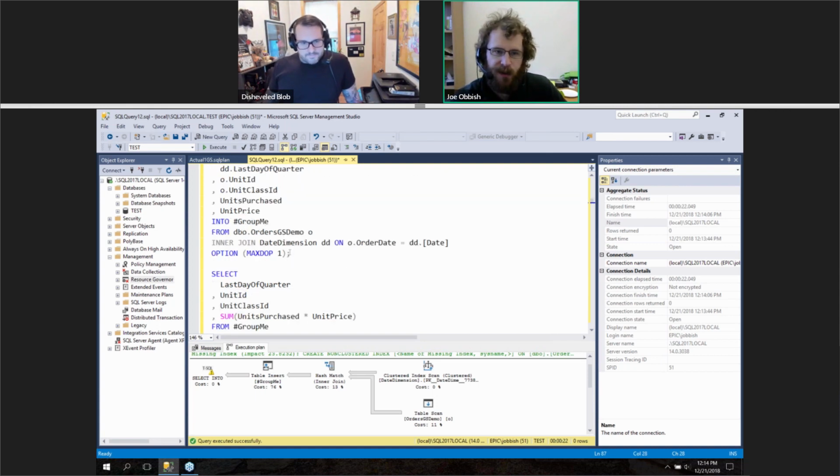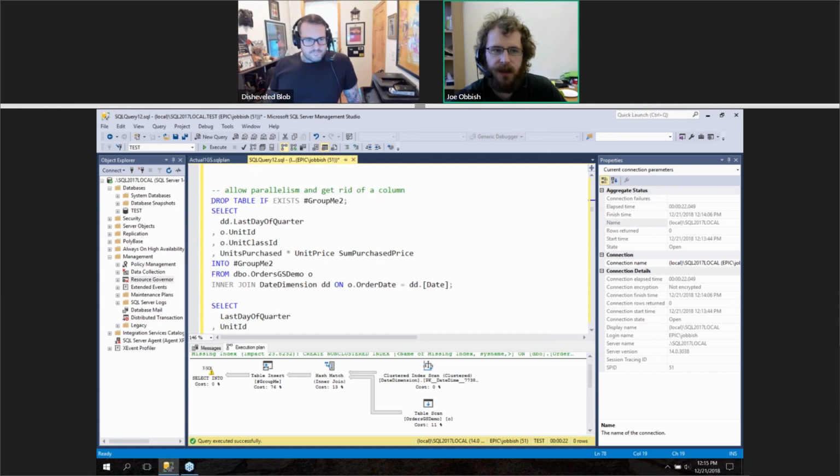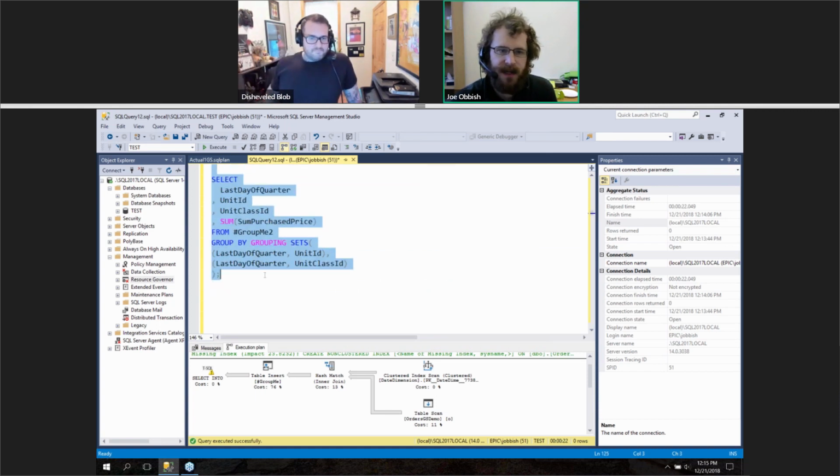Now, there's really no reason to keep the MAXDOP 1 hint, right? That's just kind of an artificial thing to keep things fair. So I'll go ahead and get rid of that hint, and I'll also combine my aggregate into one column because why not do that? Let's see how this query does.